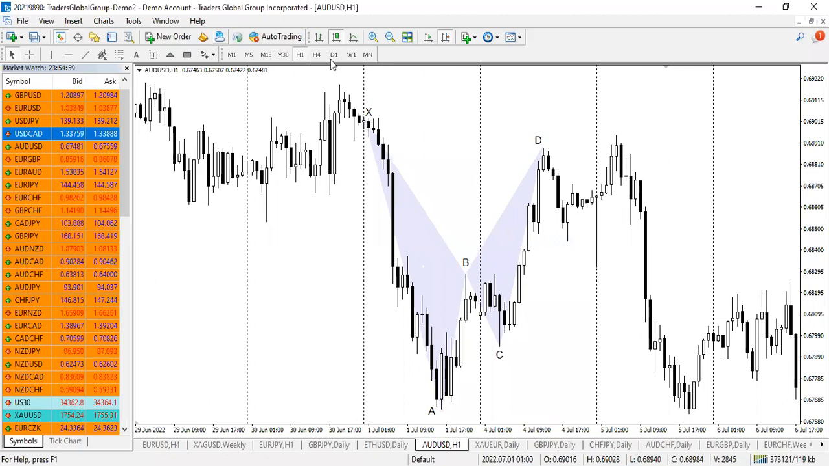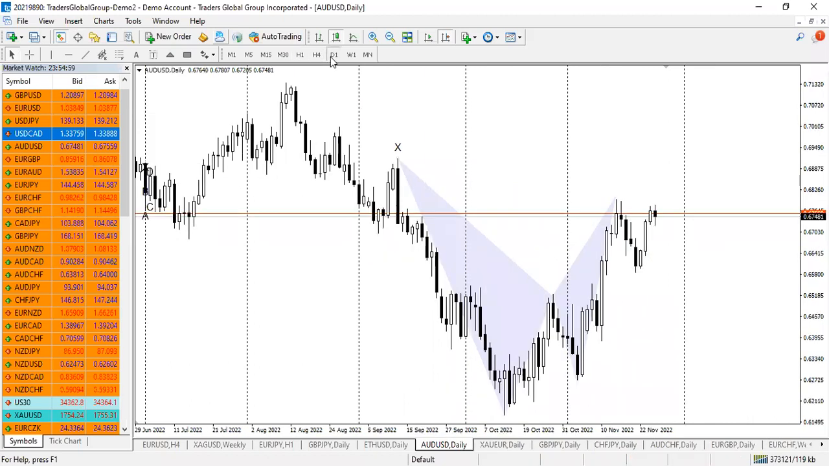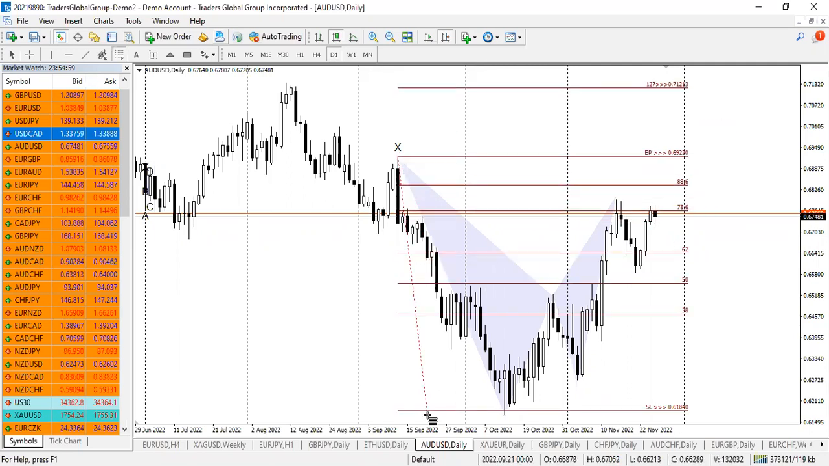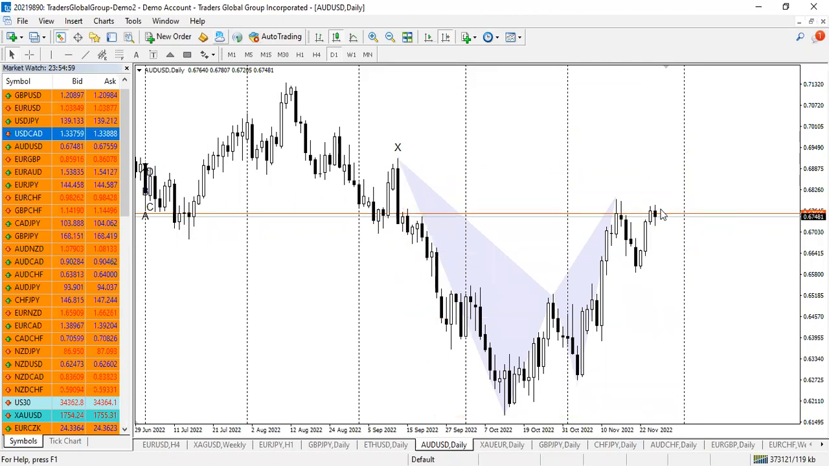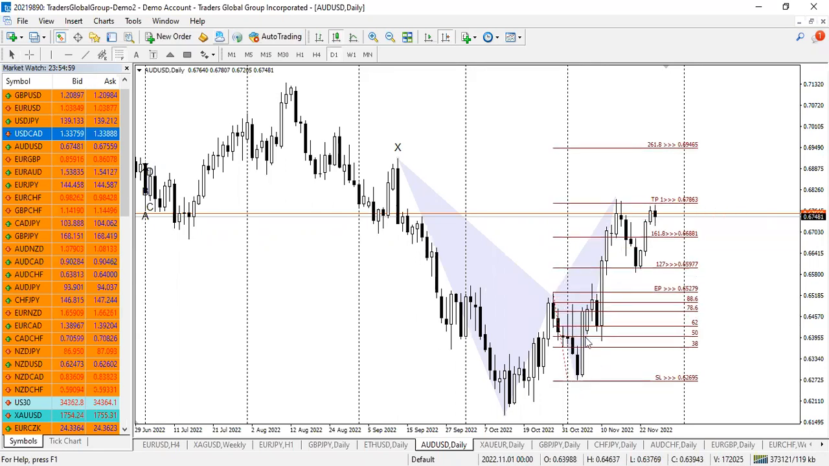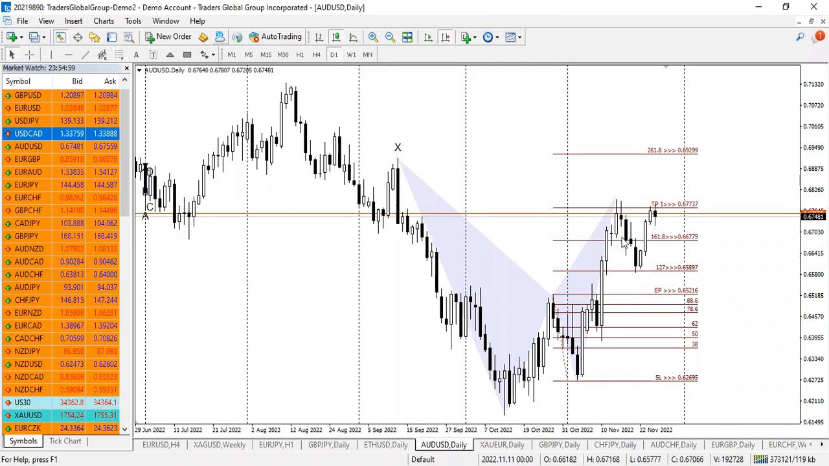So let's take another example. We're looking at this example on D1. So let's check. We have just checked from X to A to get 78.6 on D. That's not enough. 78.6 is telling us it's a Gartley. But we need to confirm the Gartley with the B to C to give us 127 to 161.8. So let's do B to C here. B to C here gives us 127, 161.8. It has not reached 261.8.